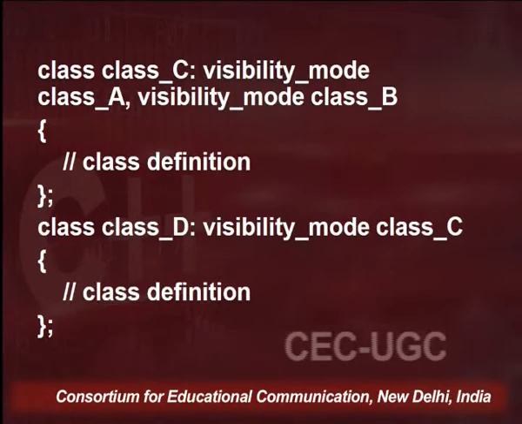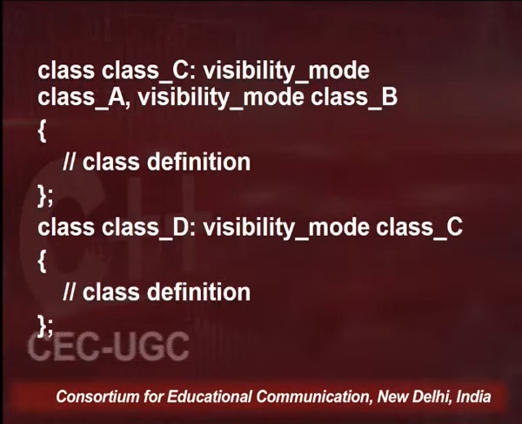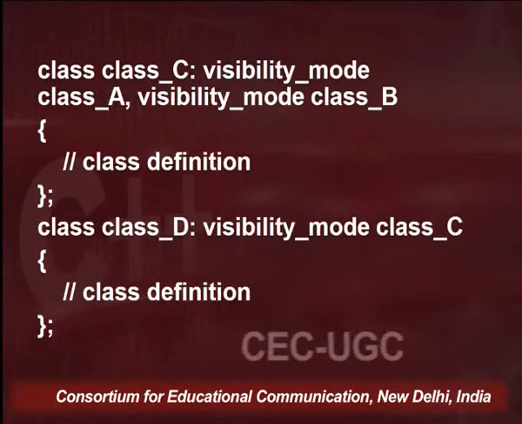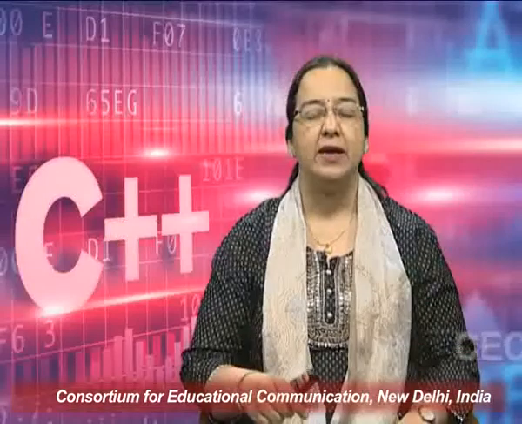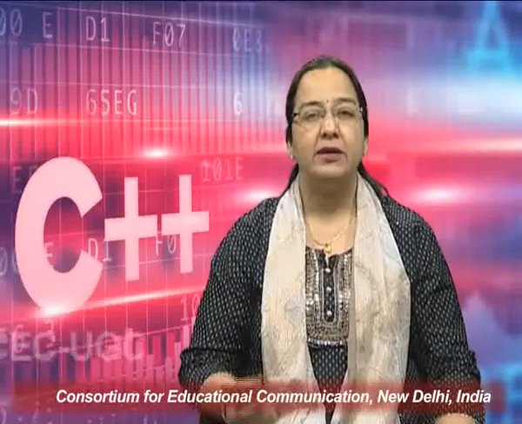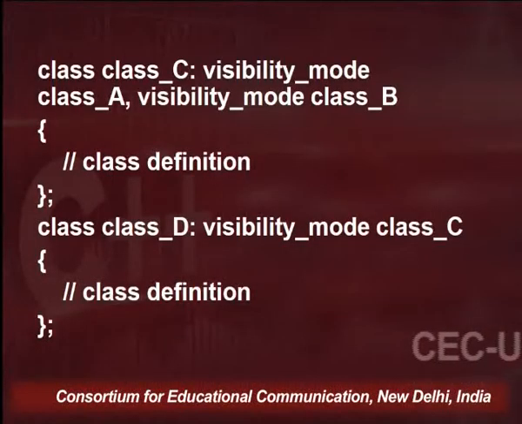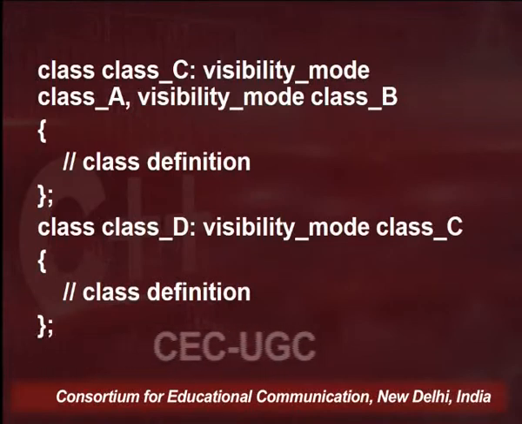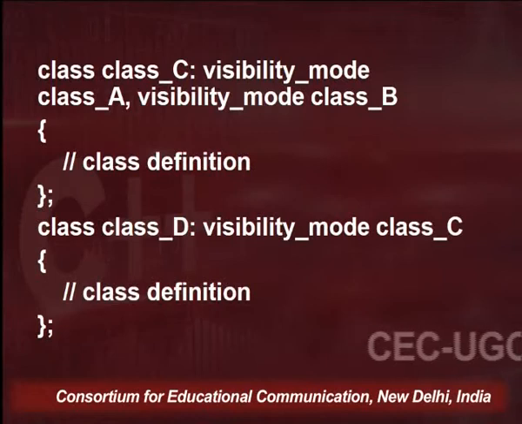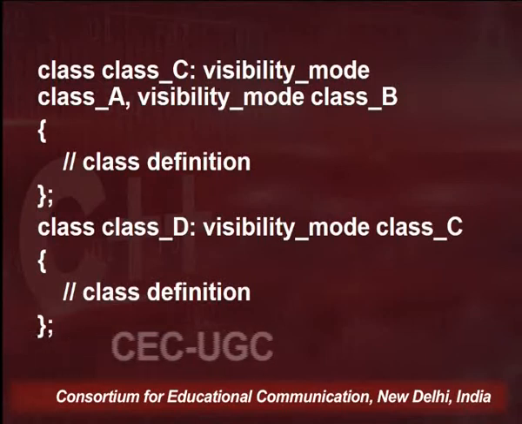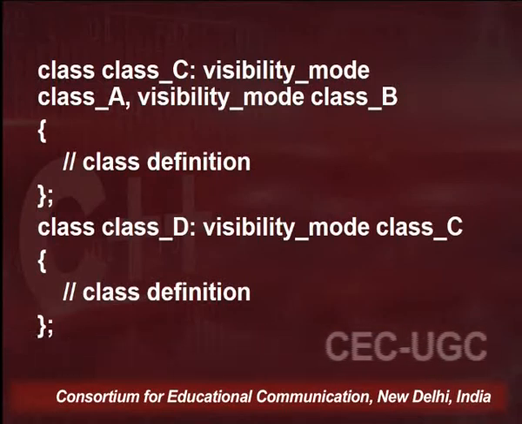So this is basically, we can say, one level of inheritance which we have shown through syntax here, in which A and B are being inherited by class C. Now class C again is being inherited by class D, taking its specific visibility mode, which is shown by class D: visibility mode public, private or protected, and class C. So this basically says that class C is being inherited by class D with a specific visibility mode.